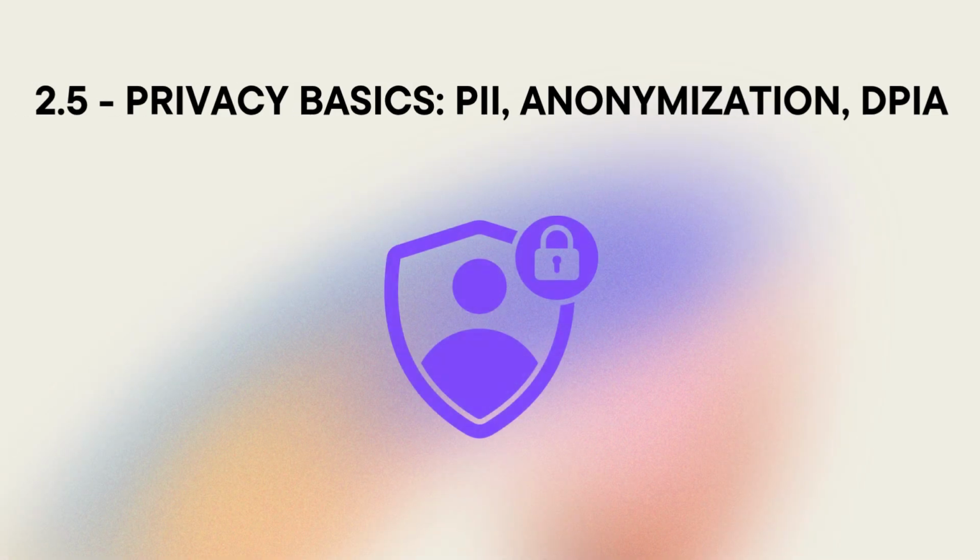Welcome to section 2.5, Privacy Basics. In this lesson, we'll explore one of the most important responsibilities in AI, safeguarding personal data. AI systems rely on massive datasets that often represent real people and their lives. Mishandling this data creates not just technical problems, but also legal, ethical, and reputational risks.